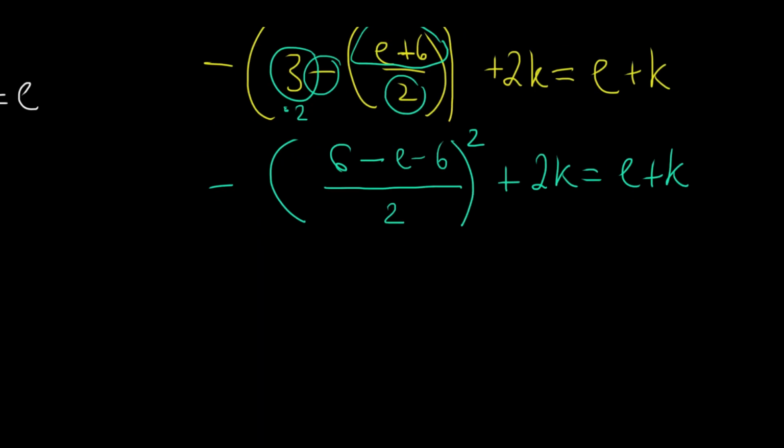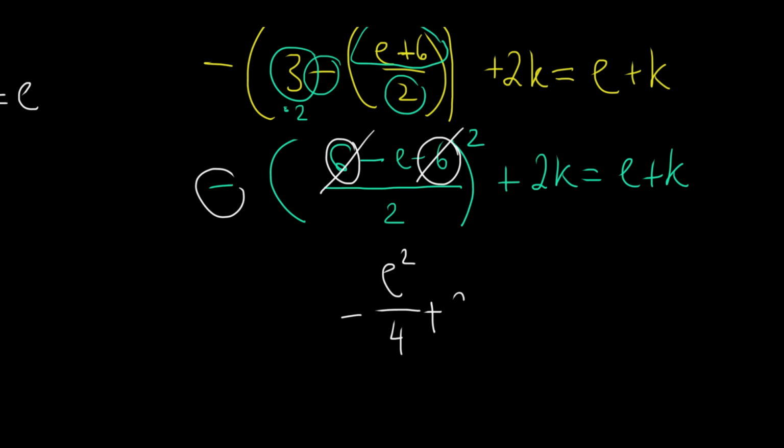Then I start doing some simplifications. So 6 minus 6, they cancel. And then I have minus e over 2 to the power 2, minus e squared, that's just e squared. 2 squared is 4. This minus was still here, so I'm putting it minus e squared over 4 plus 2k equals e plus k.